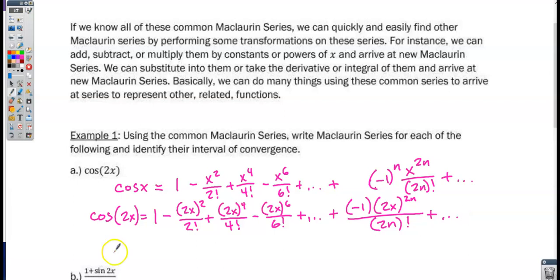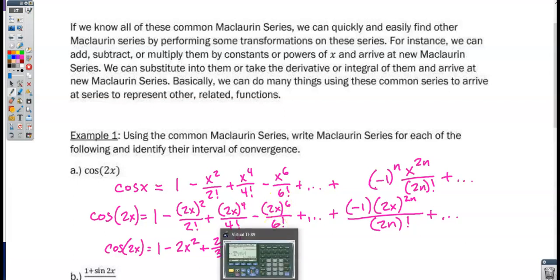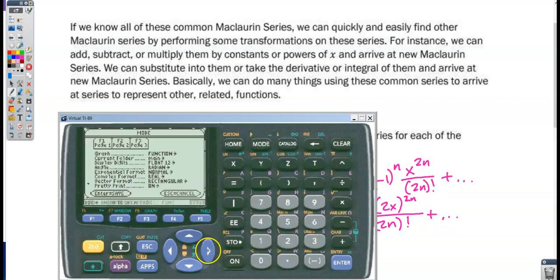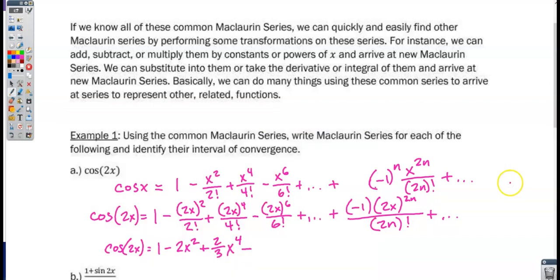And then I could go ahead and simplify this and say that the series for cosine of 2x is 1 minus 2x squared, and this is going to be, let's see, 2 to the 4th is 16, 4 factorial is 24, so that's going to be 2/3 x to the 4th. 2 to the 6th is 64, and 6 factorial is 720, 64 over 720. I don't feel like doing that in my head right now, I'm sorry. Feeling a little lazy. That's 4 over 45, x to the 6th.